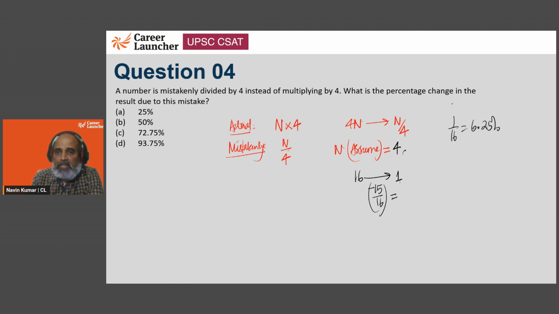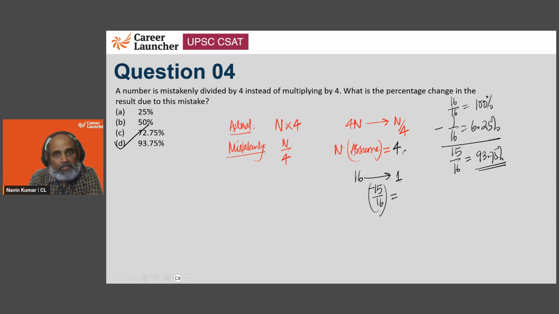6.25%. And 16 by 16 is 100%. So if I reduce, I will get 15 by 16, which is 100% minus 6.25%, which is 93.75%. Option D. So like I said, 15 by 16 has to be more than 90%. And there was only one option which was more than 90%.